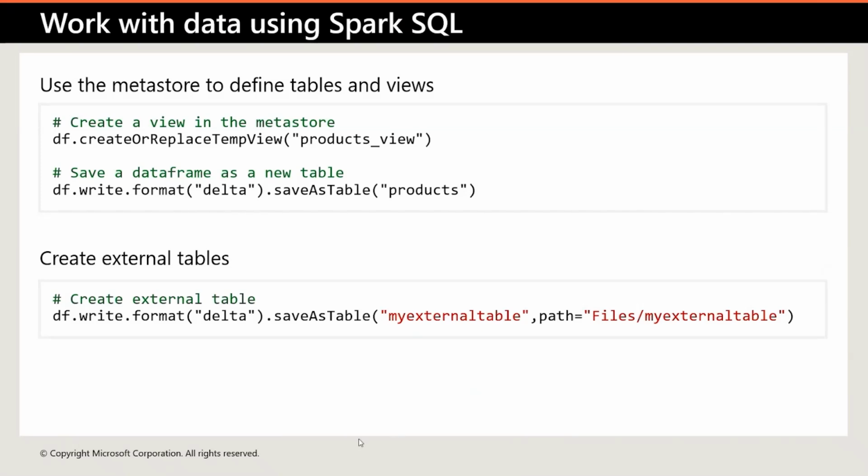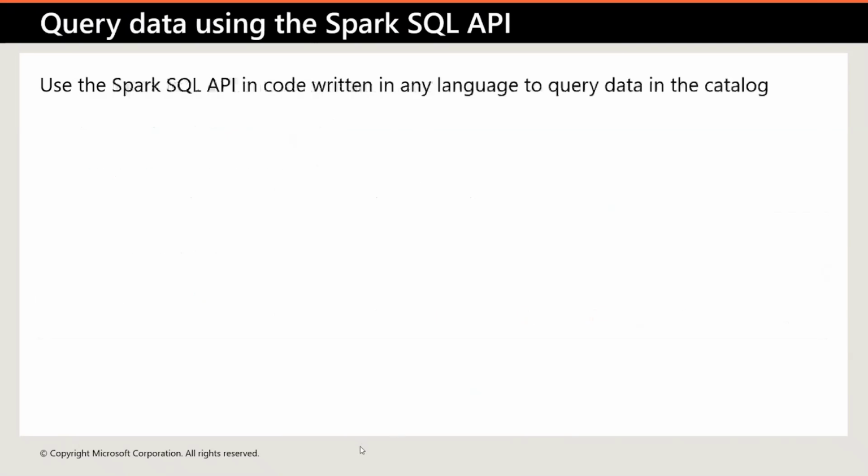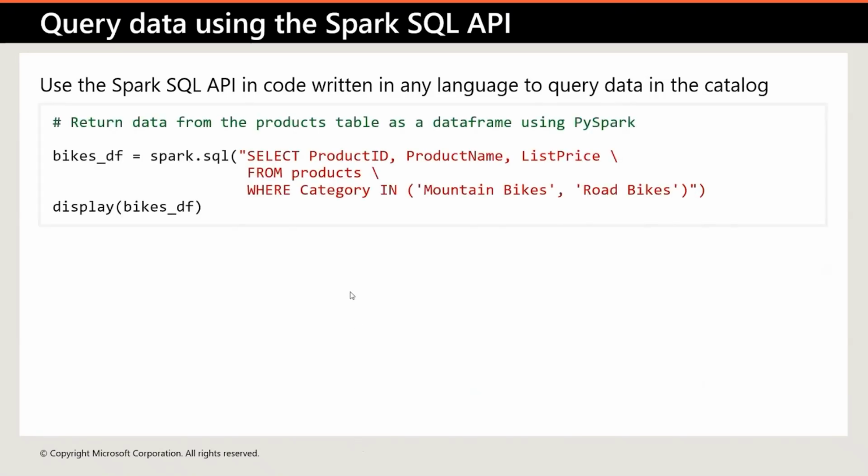Now let's move ahead and look at how we can query data using the Spark SQL API. So you can use the Spark SQL API in code written in any language to query the data in the catalog. Okay. So the displayed PySpark code uses a SQL query to return the data from the product table as a data frame. Okay.